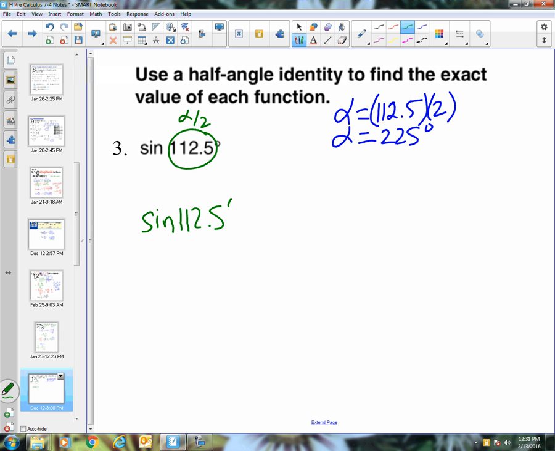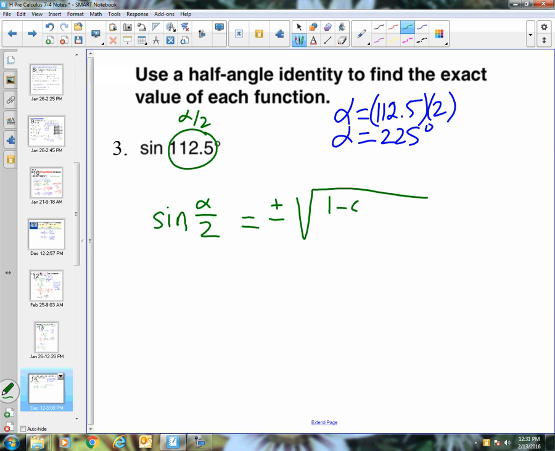Sine and cosine are a little bit trickier to work with, so I'm just going to copy the formula with just the alpha in there first. I think I'm going to do that so you can see the whole formula on this one slide before we start. So sine of alpha over 2 is equal to plus or minus the square root of 1 minus cosine of alpha, all over 2. Okay, so let's talk about how we decide things.